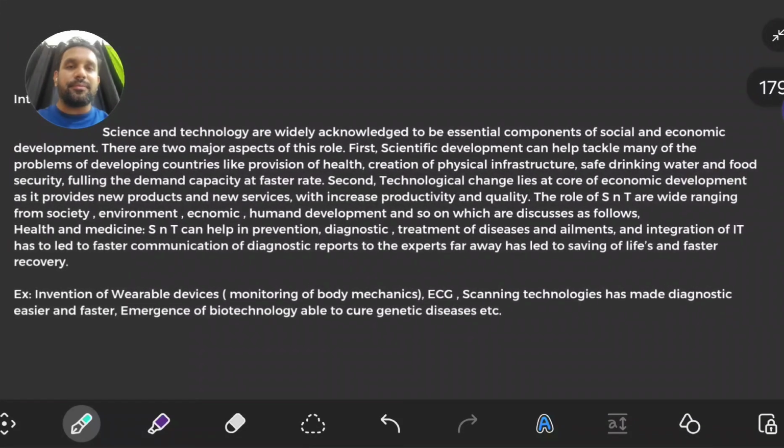Introduction. This is our introduction. Science and technology are widely acknowledged to be essential components of social and economic development. Very true. Science and technology are integrated into social and economic development. We know there are two major aspects to the S&T role. First, scientific development can help tackle many of the problems of developing countries like India.